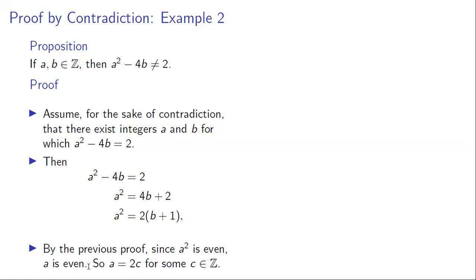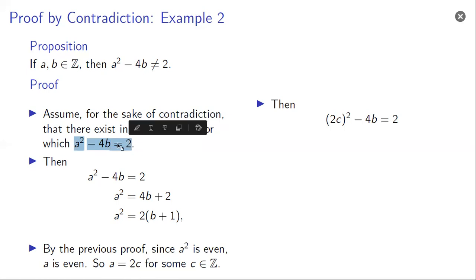Okay, so now if a is even, what does that mean? That means a is equal to 2 times c for some integer c. Great. Let's go a step further. What happens if a is equal to 2 times c? Well, remember we started with the assumption that a squared minus 4b is equal to 2. We know a is actually 2 times an integer c, so let's write it like that: 2c squared minus 4b equals 2, which means 4c squared minus 4b equals 2.